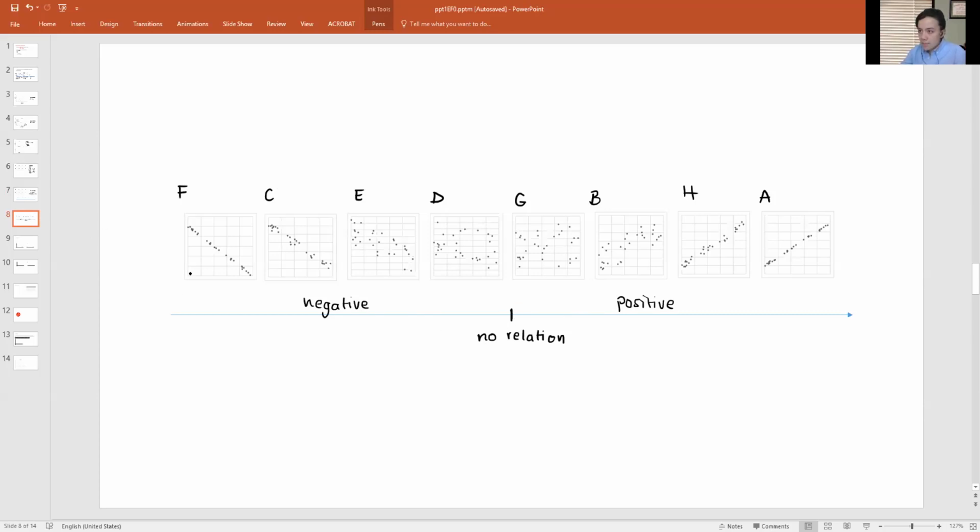Then this seems to be almost perfect as a relation. So that means that the very end over here should be a perfect relation, and the very end over here should be a perfect relation, but on the positive side.